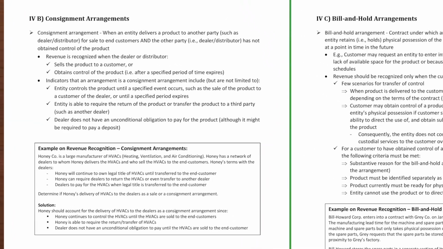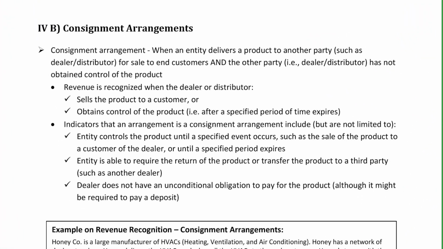On page 74, we're looking at consignment arrangements, which is when an entity delivers a product to a dealer or a distributor for sale to end customers, and the dealer or distributor does not obtain control of the product. Revenue is recognized when the dealer or distributor sells the product to the end customer, or obtains control of the product, let's say after a specified period of time expires.